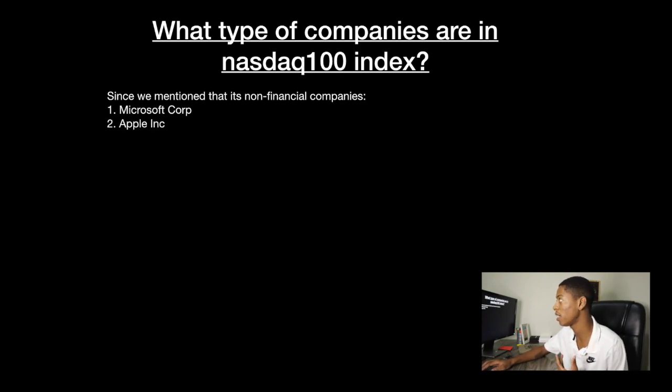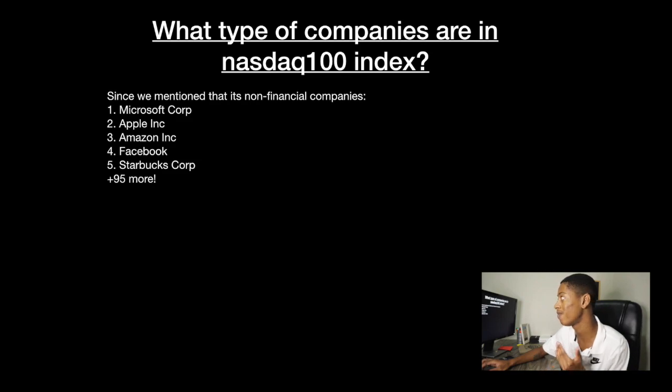Apple Inc. is also a part of the NASDAQ 100. Amazon, obviously, is non-financial. Facebook, and also Starbucks, plus 95 more companies out there. So you can take a look at Microsoft, Apple, Amazon, Facebook, and even Starbucks. These companies are very valuable when you're looking at the NASDAQ market, and also 95 more companies, obviously, not only them, but also other companies.